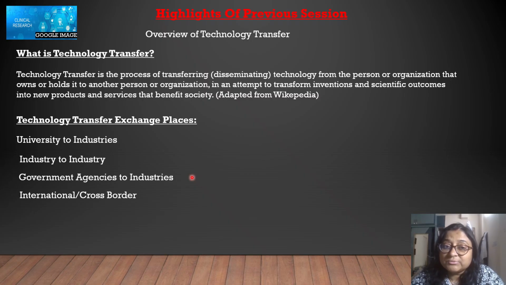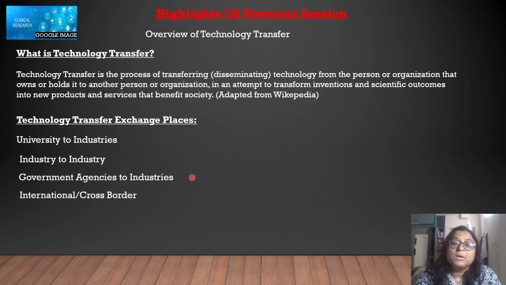Then why is it transferred? Because only when it is transferred will it go through the community and we will get benefited from it. And obviously, because of technology transfer, there is a chance of developing some new technology also. That's why technology transfer is very important nowadays, and it is easily transferred because of digitalization.